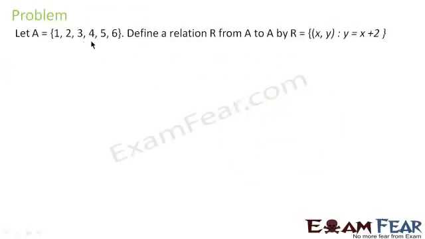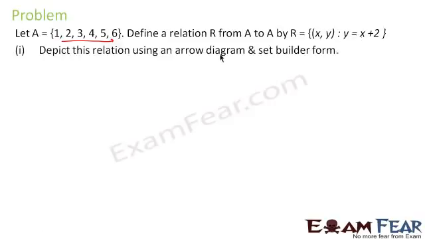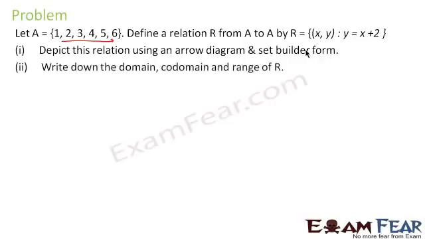Let's take one problem here. We have a set A which has 6 elements: 1, 2, 3, 4, 5, 6, and we are supposed to draw a relation from A to A, (x, y), where y is equal to x plus 2. In this relation, we are asked to draw an arrow diagram and also to create a set builder form. Also, we are asked to write the domain, codomain and range of R.